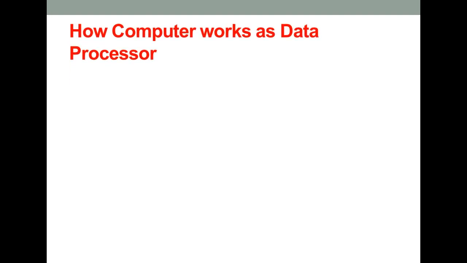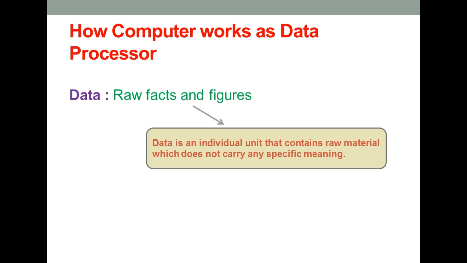Now, how does a computer work as a data processor? Data means raw facts and figures. Data is the raw material which is used as input, and we can also say that it is unorganized facts and figures. Data by themselves are fairly useless. Data is an individual unit that contains raw material and does not carry any specific meaning.